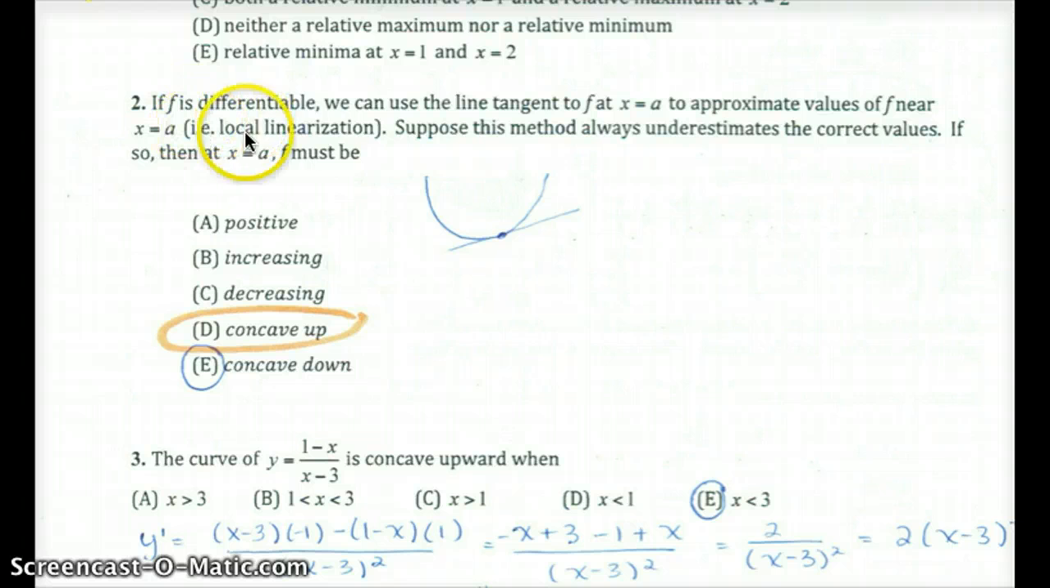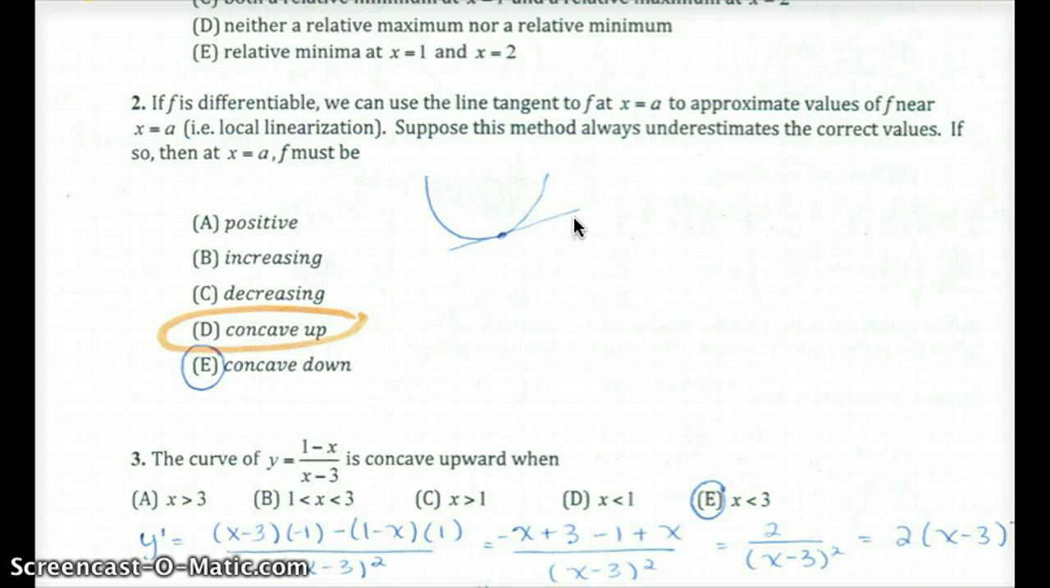So now you should be imagining what we did for linearization, which is where we had an equation for the line, and we plugged in an x value nearby to the original point, and used the line as an approximate for the curve, usually because the curve was a weird function that's hard to approximate. Then they tell us this method, i.e. the method of using a linearization, always underestimates the correct values. That means the linearization, if it's an underestimate, must be below the curve. So I drew a picture, and I can see that if it's concave up, the linearization is going to be below the curve.